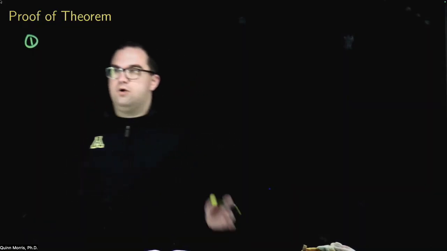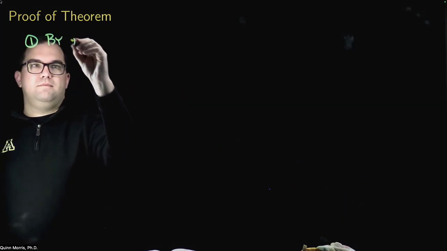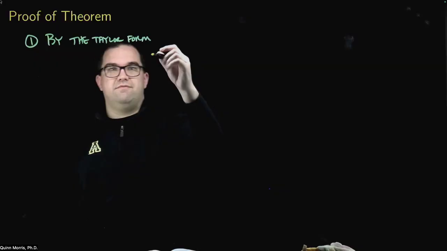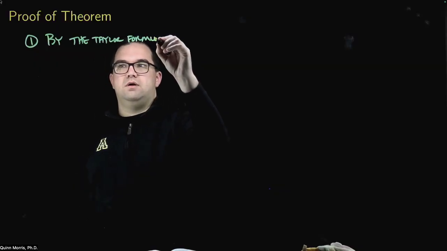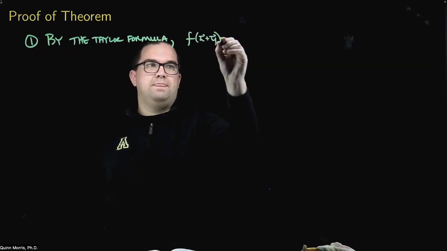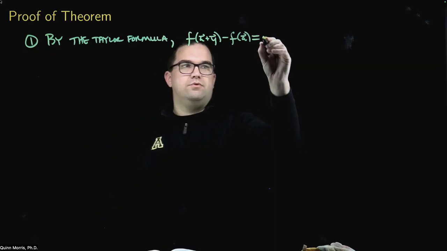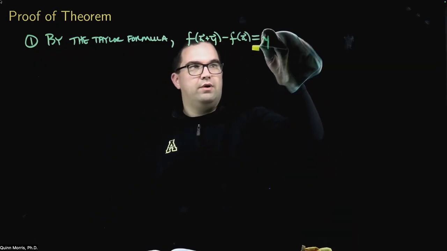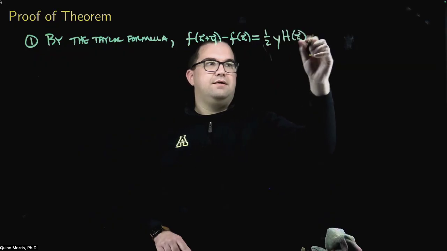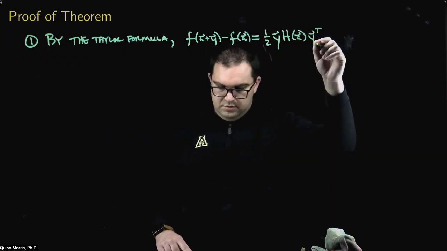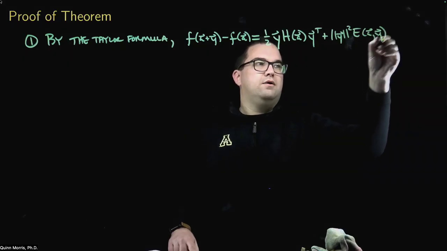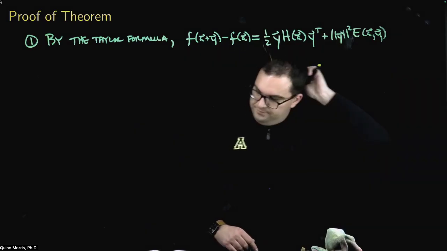All right, so by the Taylor formula, which applies because of our conditions on the second derivatives of f being continuous on that open ball, we have that f of a plus y minus f of a is equal to 1/2 y H of a y transpose plus norm of y squared times E of a y, where again this E of a y goes to 0 as y goes to 0.